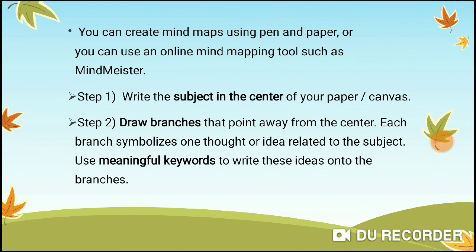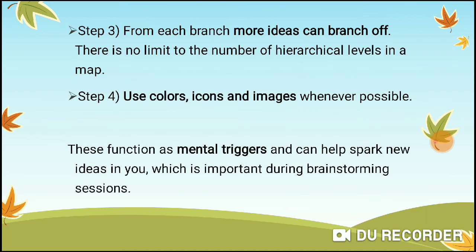Step 2, you have to draw branches that point away from the center. Each branch symbolizes one thought or idea related to the subject. It should branch out; it doesn't matter how many ideas you can associate with the center one. You can do it that way. And use meaningful keywords to write these ideas onto the branches.